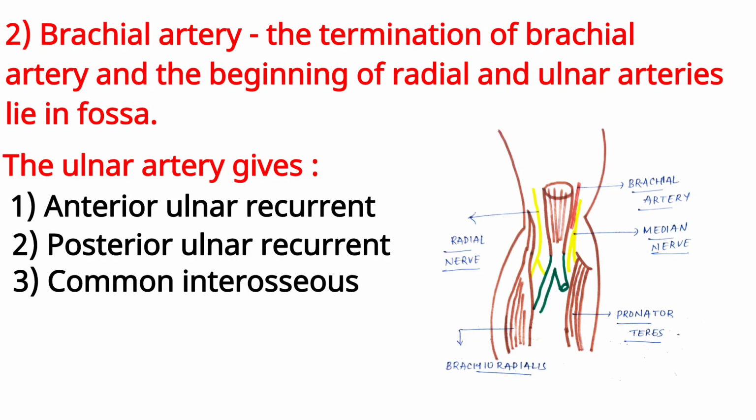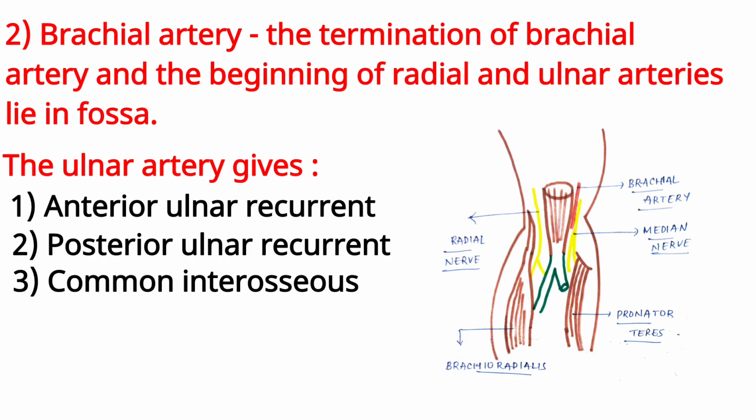The second medial structure of the cubital fossa is the brachial artery. Brachial artery is continuation of the axillary artery in the arm. It enters into the cubital fossa and divides into two arteries, namely the radial artery and the ulnar artery. Radial artery runs along the radial side of the radius bone, and ulnar artery runs along the ulna bone.